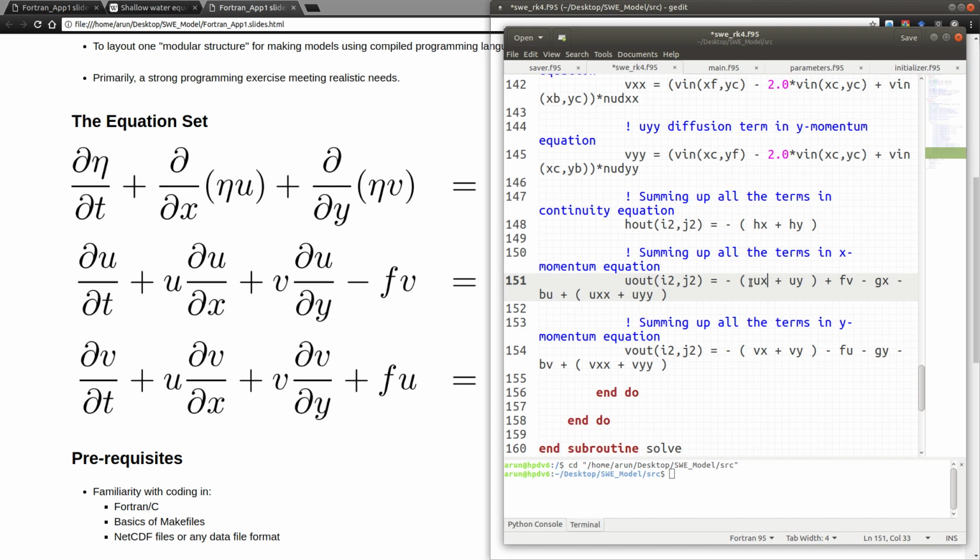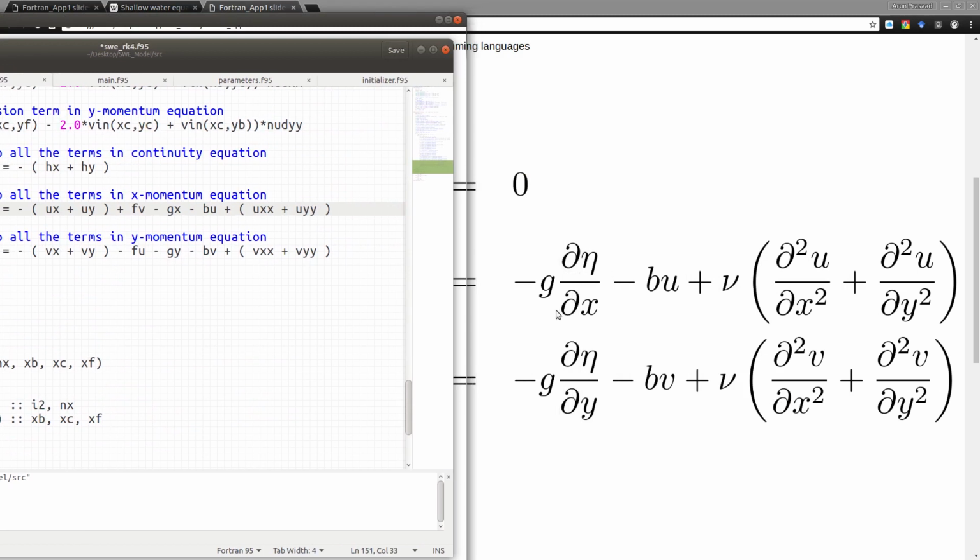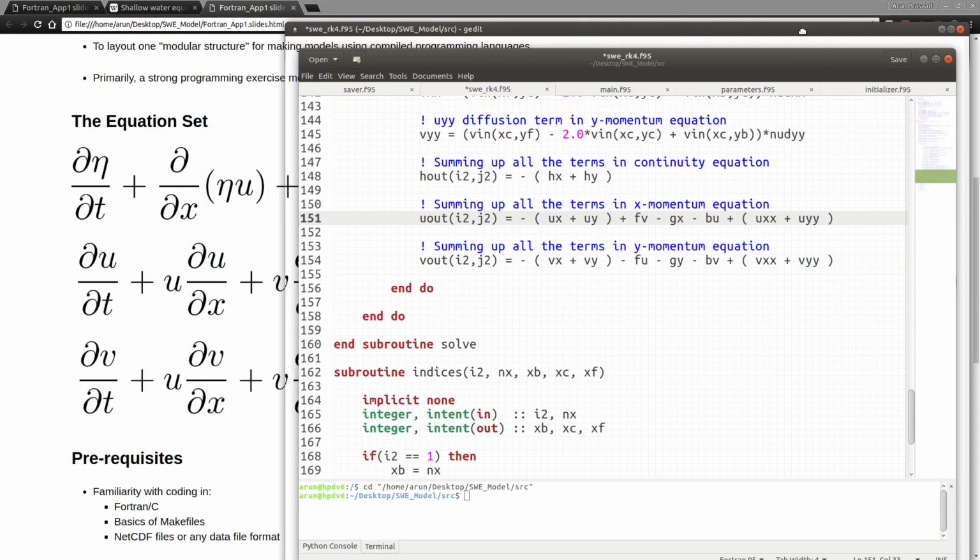Similarly, if I add these two and subtract this, which is minus of ux plus uy, this will take care of this. The fv term is over here, and the gx and gy terms are always on the negative side, so they're already on the negative side. So I just have to subtract gx and subtract bu, and then add uxx and uyy. This way, my term ∂u/∂x is completed. And similarly, if I do the same modification, write them up and sum them up with the corresponding signs, my y momentum equation is done.